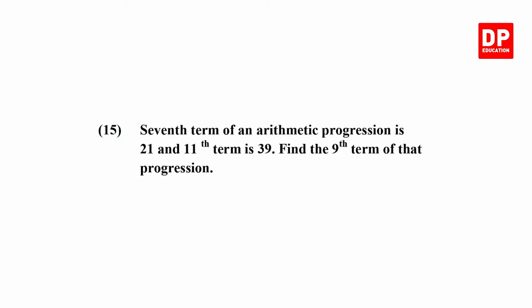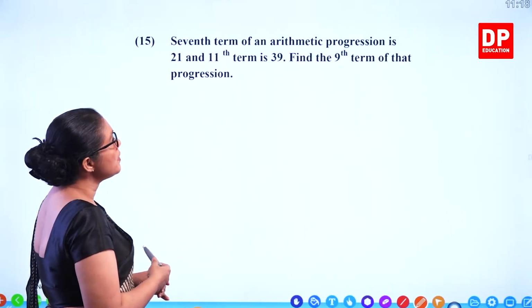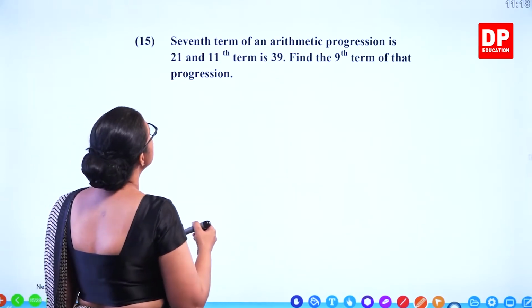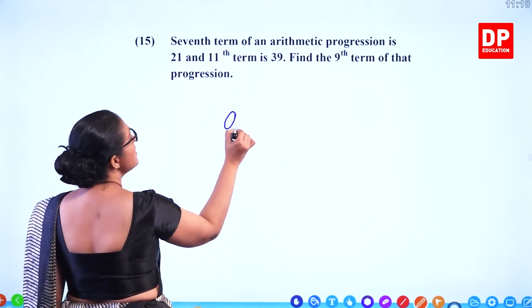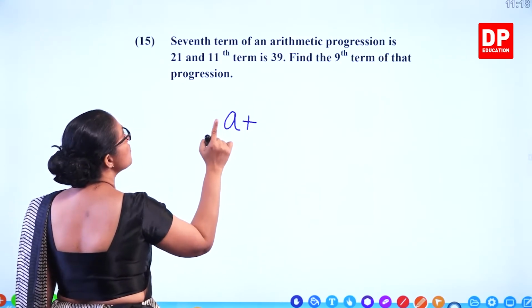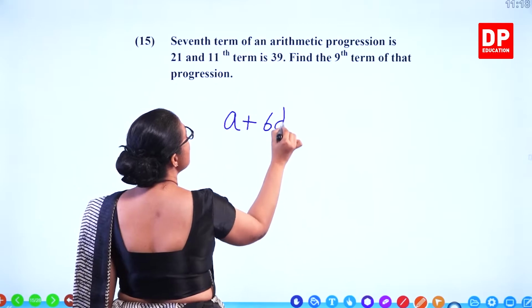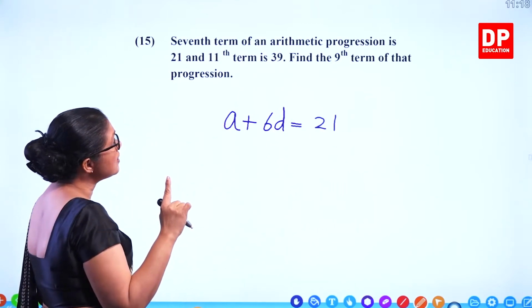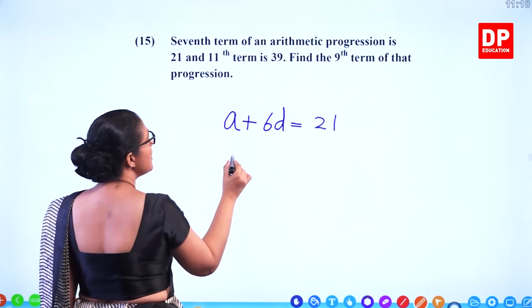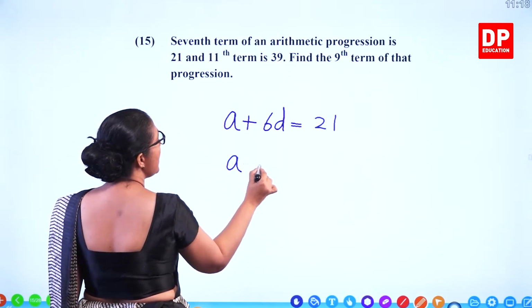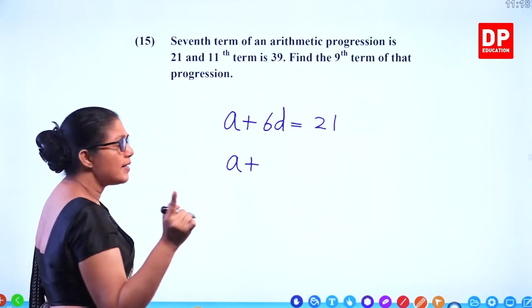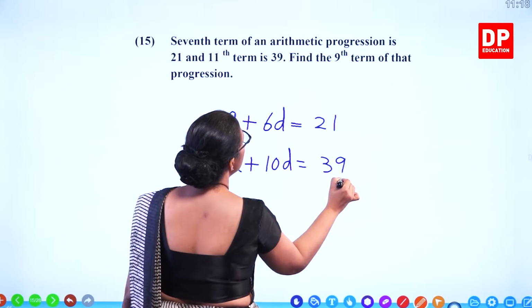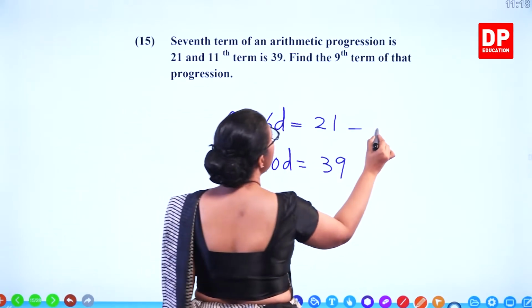Question number 15. Seventh term of an arithmetic progression is 21. How do you write the seventh term? If the first term is A, this is n minus 1, 7 minus 1, 6D, which is equal to 21. The 11th term is 39. How do you write the 11th term? If the first term is A, plus 11 minus 1, that's 10D. That's equal to 39. Find the 9th term.